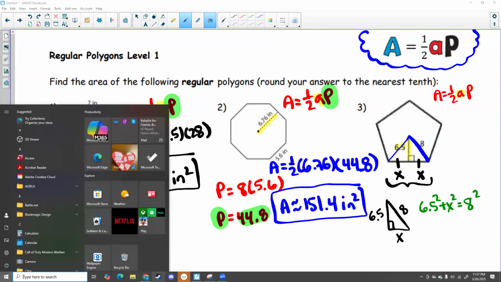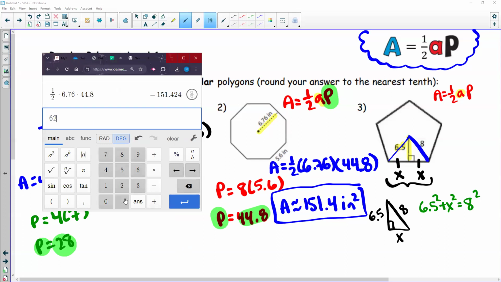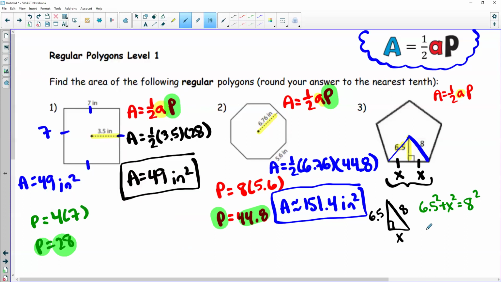Now the 6.5 squared, I'm going to use the calculator for that. 6.5 squared is 42.25. So we have 42.25 plus x squared is equal to 64. Well, if we subtract 42.25, then we're getting closer to solving for x. So we're left with x squared is equal to 64 minus 42.25, which is 21.75.